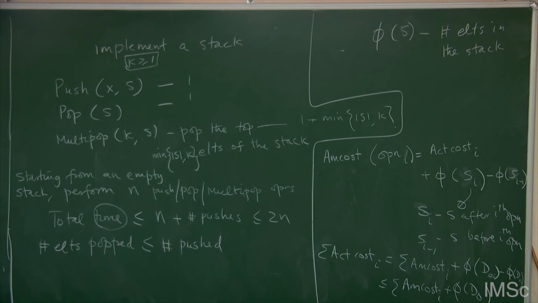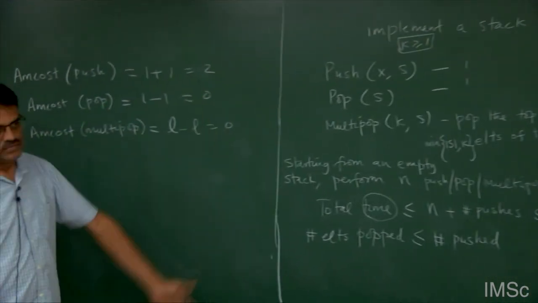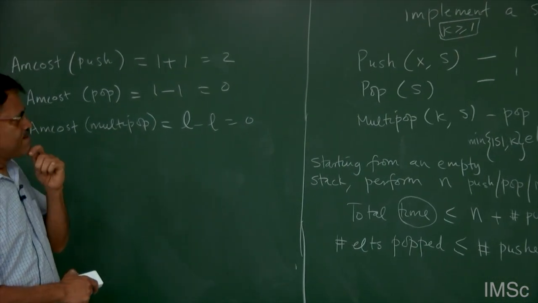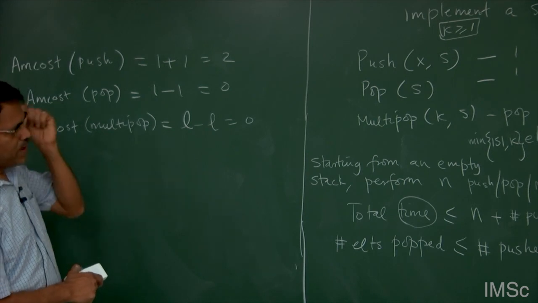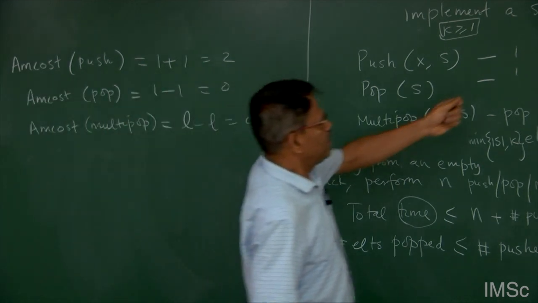Okay. So now if I want to know what is the total cost for a sequence of push, pop, multi-pop operations, it's 2 into the number of push operations. That's it. It may not have matched with my 1 unit cost, so you may have to add a 1 there.